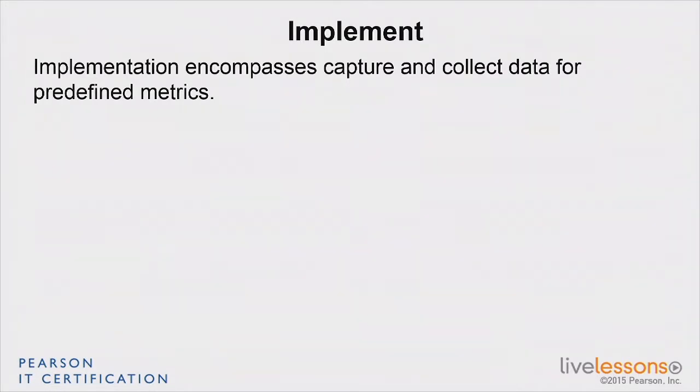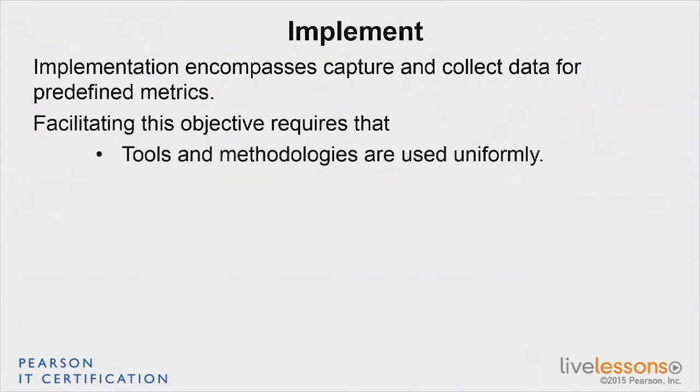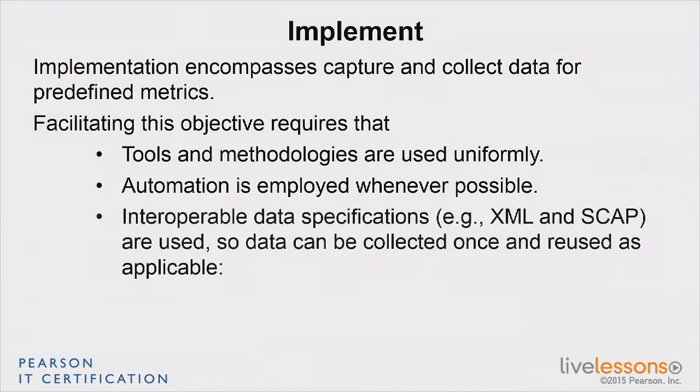Implementation encompasses the capture and collection of data for predefined metrics. So to facilitate this objective, we need to make sure that tools and methodologies are used uniformly, that automation is employed whenever possible so that we have standardized, repeatable methods, and that interoperable data specifications like XML or SCAP, which we looked at when we looked at the national checklist, are used so that data can be collected once and then reused as applicable.